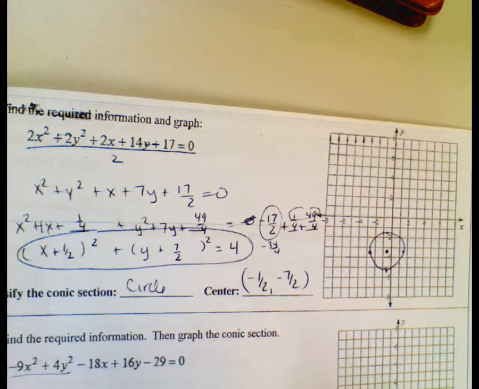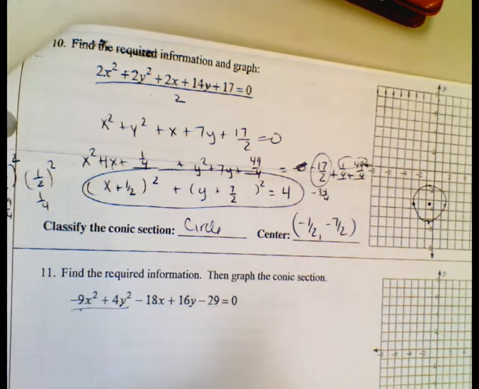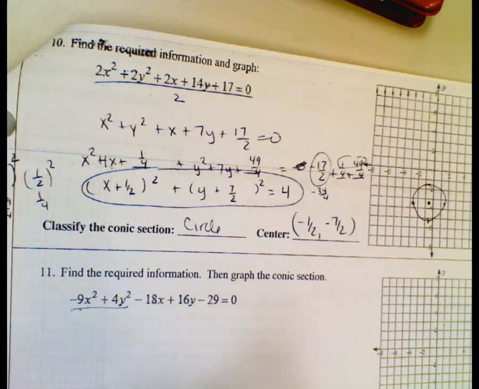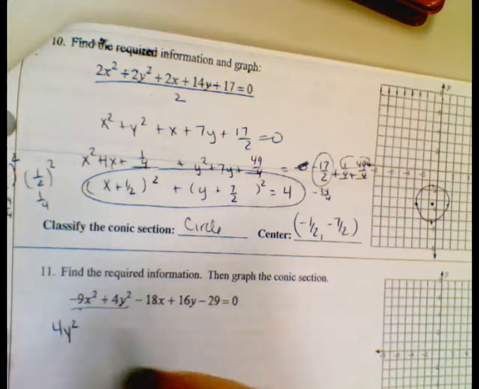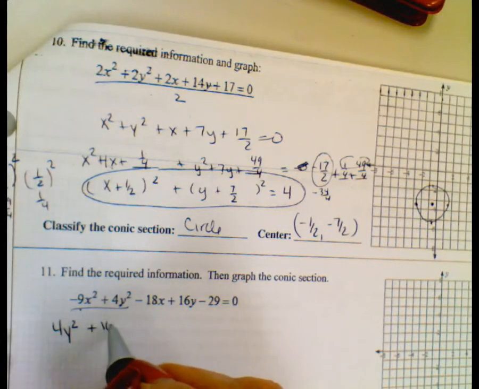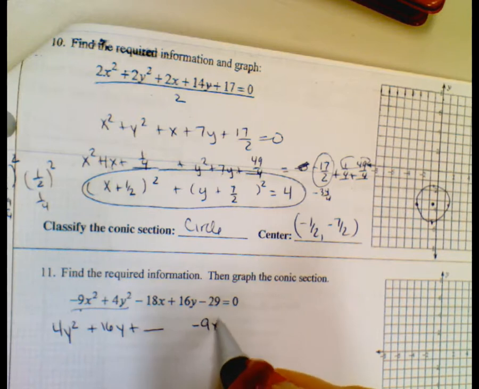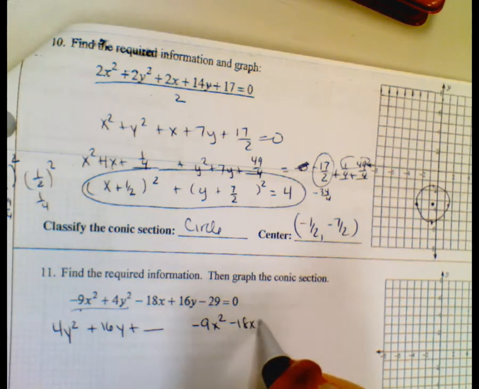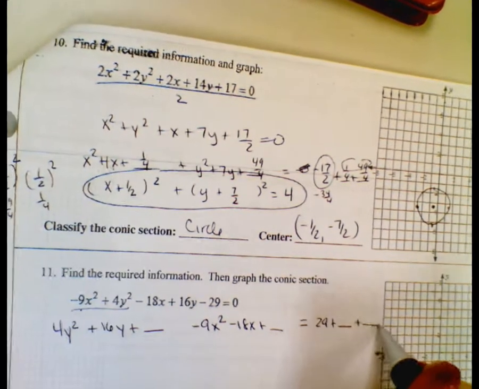This one is a hyperbola because one of them is negative and one of them is positive. So I'm going to start with the y's out front. I'm going to group my y's, because those are the positive ones for now. I may have to switch back later, but for now, I'm starting with the positive term out front. And then I'm going to put the negative x squared term here. And then I'm going to add 29 to the other side.